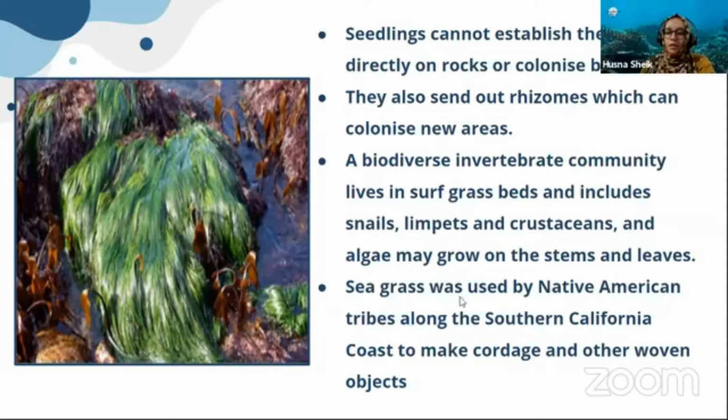So seagrass was used by Native American tribes along the Southern California coast to make cordage and other woven objects. So the dried seagrass was used to make ropes and woven objects by these native tribes in America.